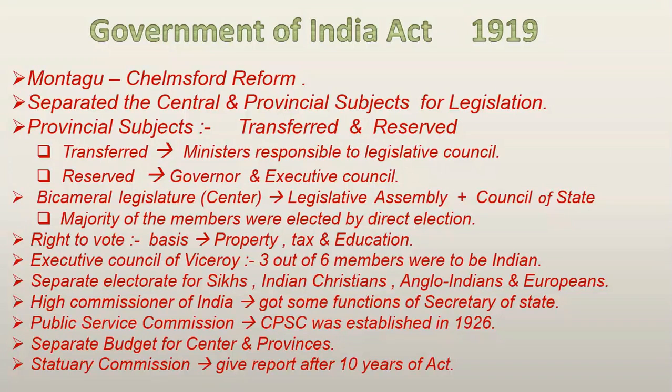Okay. Now, friends, what happened that all the important subjects were kept under reserved list. And all the inferior subjects, all the subjects which had very less importance, they were kept under transferred list. Okay. For example, agriculture was a subject of transferred list and irrigation was a subject of reserved list.